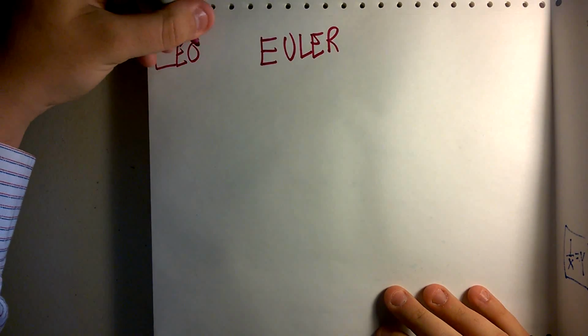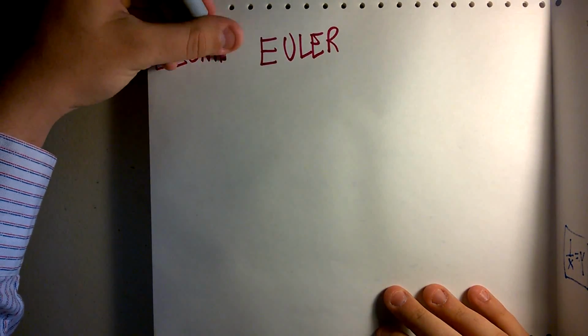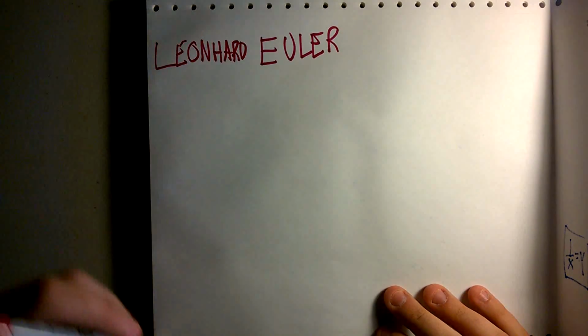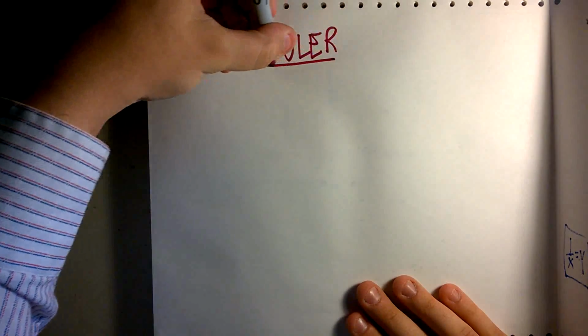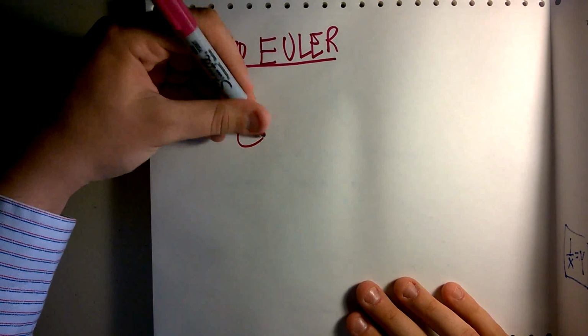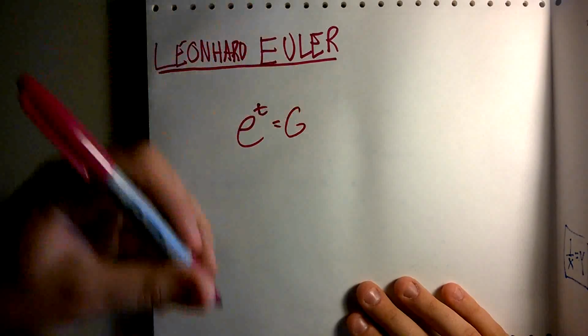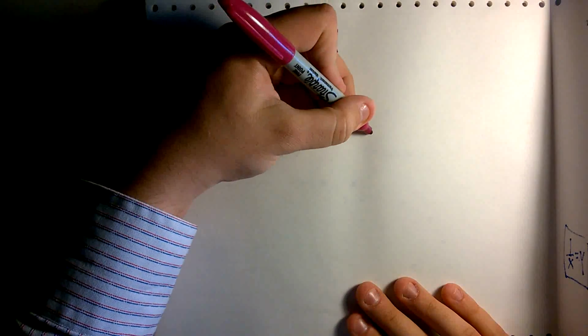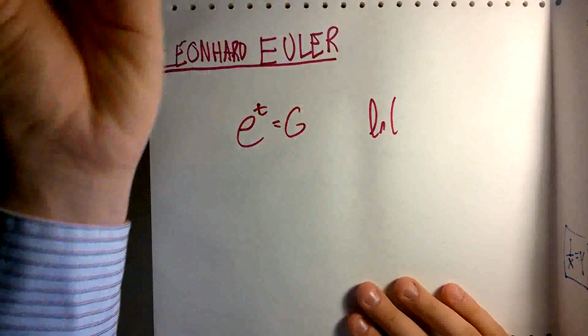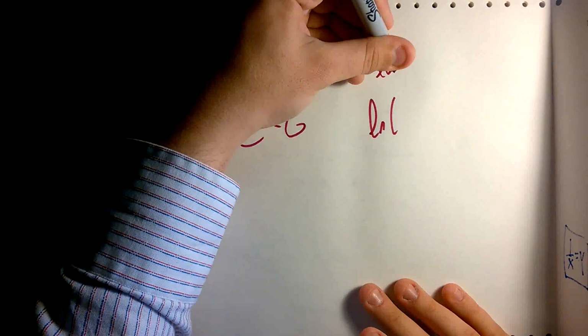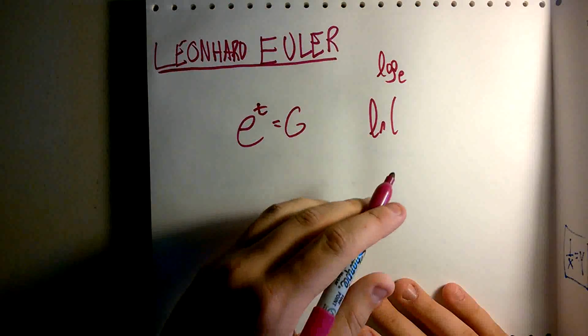I think I did a video. Maybe I didn't yet. Leonhard Euler, who realized that e to the, let's say t, that's your growth, is actually the inverse of ln, or logarithm base e. I should write it both ways. You should get used to both.